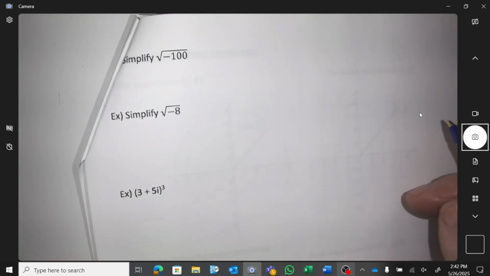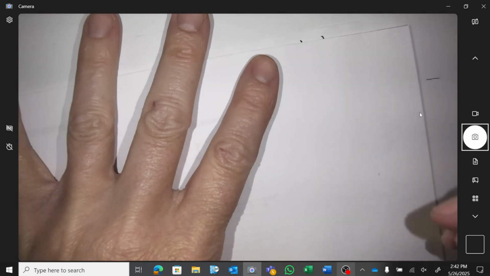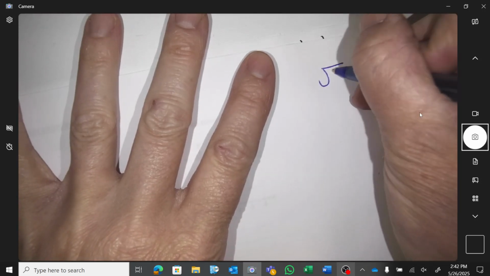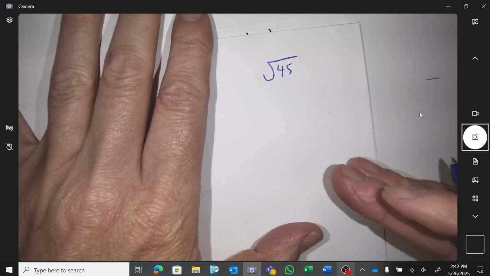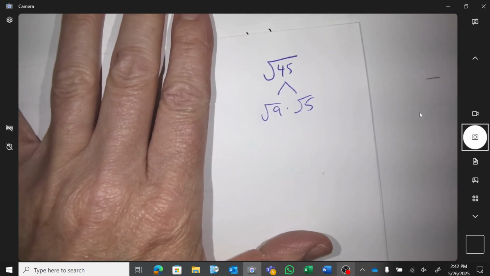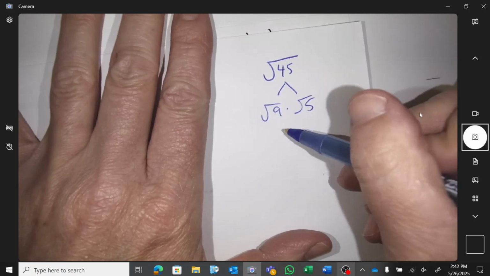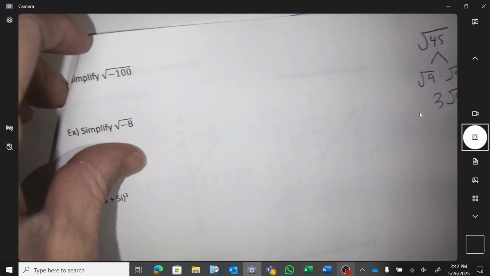Okay, do you remember breaking down radicals? Can I give you an example from grade 10? This is what you did in grade 10 and 11: root 5 times root 9 is root 45, and then the root 9 is 3. Remember that breakdown?